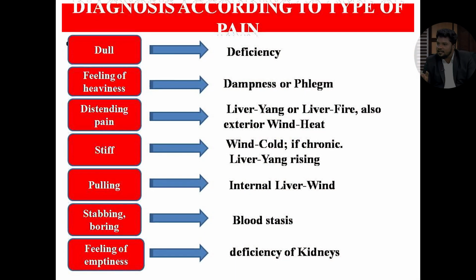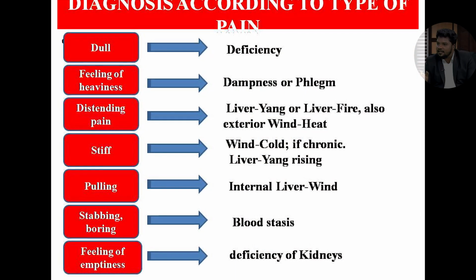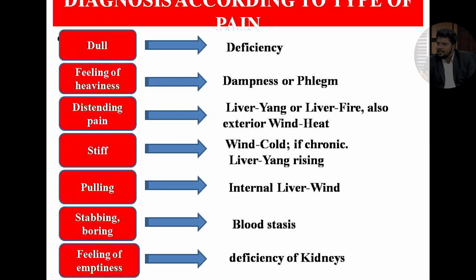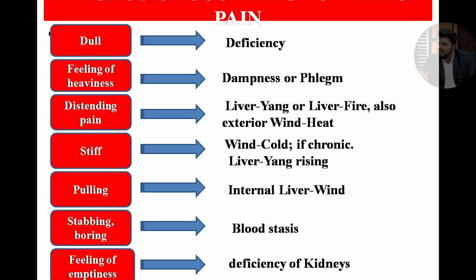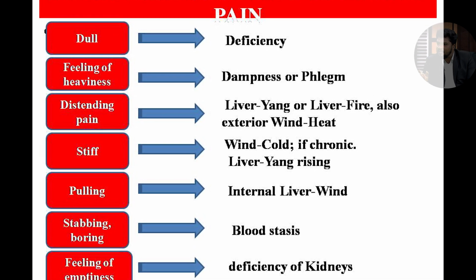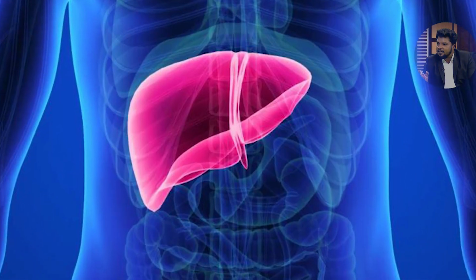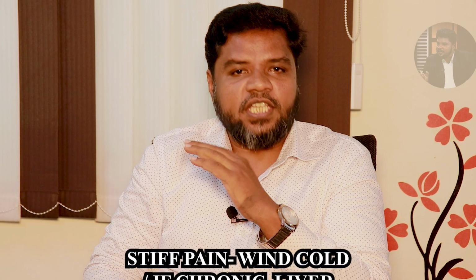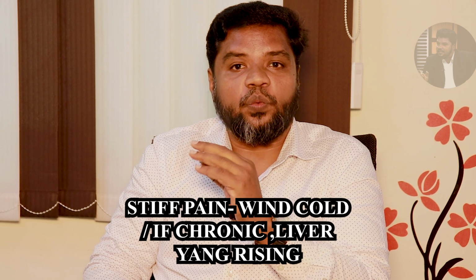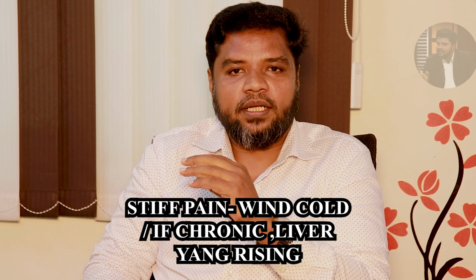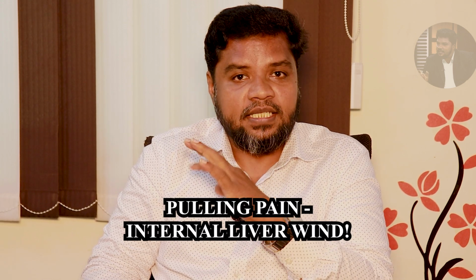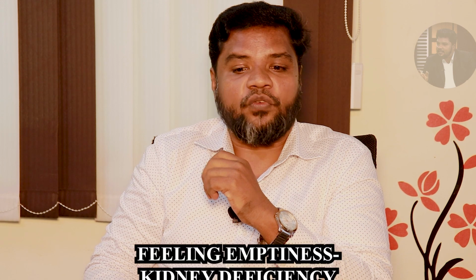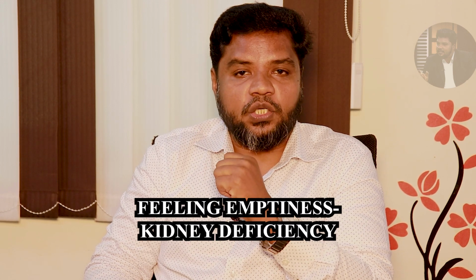A dull pain is related to a deficiency pattern. A feeling of heaviness is related to dampness or a phlegm pattern. Distending pain is related to liver yang excess or liver fire. Stiff pain is due to wind cold or liver yang invasion with a chronic defect. Pulling pain is internal liver wind. A feeling of emptiness is related to kidney deficiency.